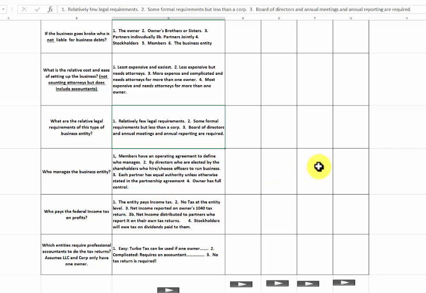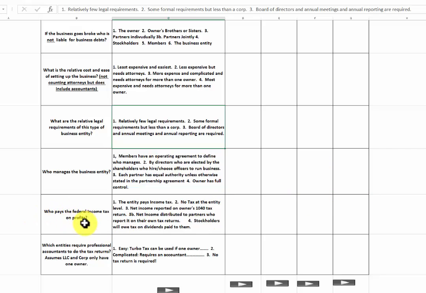Now, if you had a one-owner corporation, you'd have full control, and if you had a one-owner LLC, you'd have full control. And you can start a business as a sole proprietor, and then you can convert it to an LLC, and then you can convert that to a corporation. So you can move through these various entities.